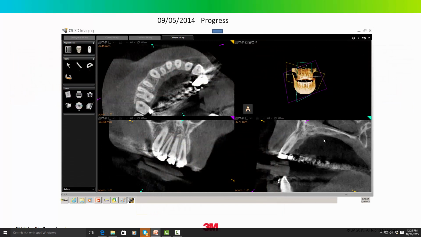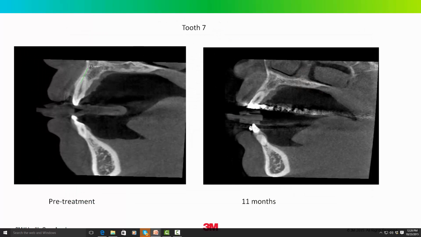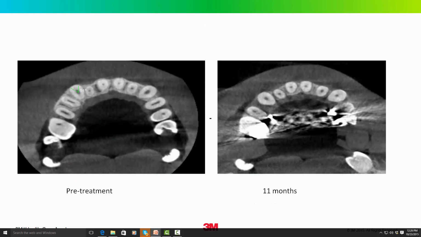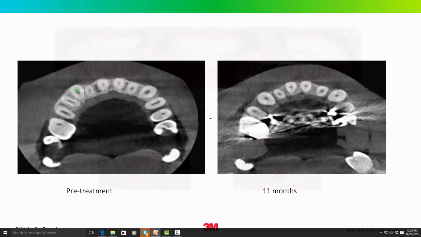This is a progress cone beam taken at 11 months. Actually, it's 11 months, I'm sorry. You can see there's the lateral incisor. It's being tipped forward, so it perforated a little bit through the lingual. You can see the torque looks better. But you can see what you would expect to happen pretty much happened. The tooth came forward and perforated through the facial cortical plate.